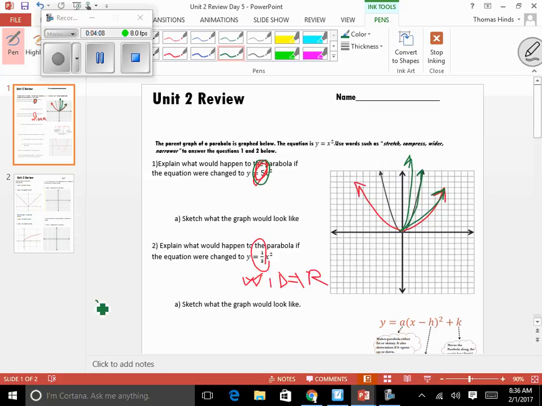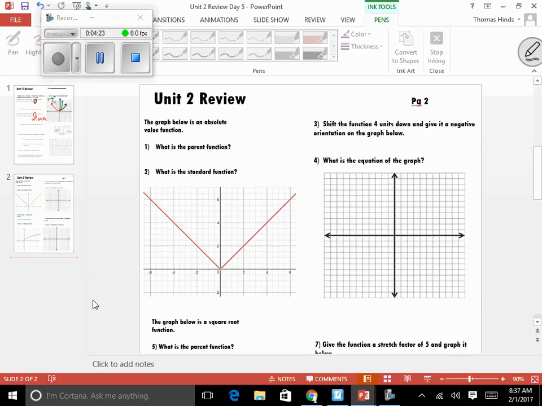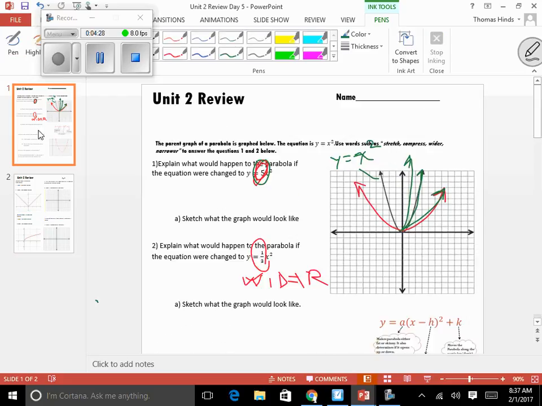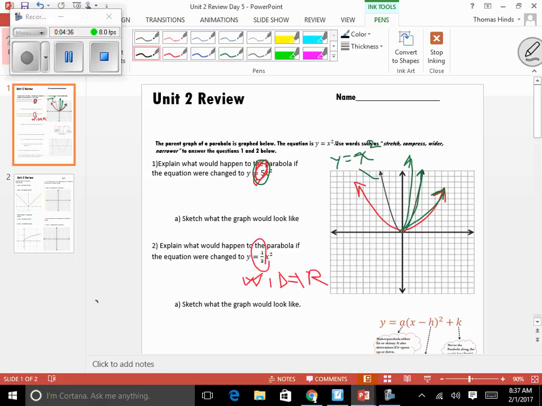The other part I would say is if they ask me to change the original function, this guy here, here's the original. If they said, please reflect it over the x-axis, that's math talk for make it point down. How do I do that? Very simple. To make this guy point down, the original, all I have to do for the equation is to put a negative sign in front of the original equation.